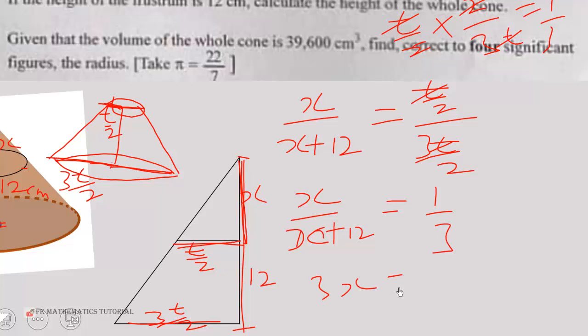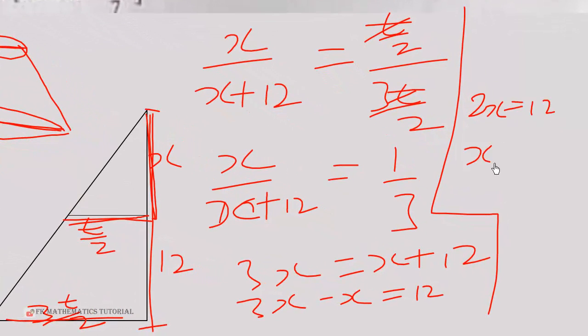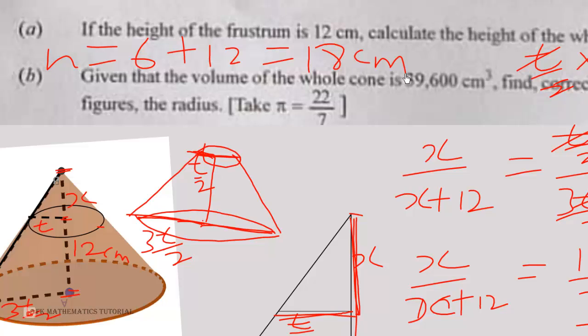So 3x will be equal to x plus 12. So 3x minus x will be equal to 12. This means 2x will be equal to 12, so x will be equal to 12 over 2, so x will be equal to 6. So the height of the whole cone will be equal to x, which is 6, plus 12, which is 18 centimeters. So that is the height of the whole cone, 18 centimeters.